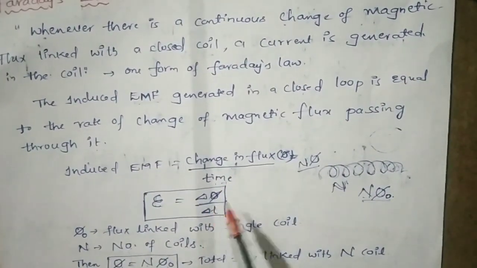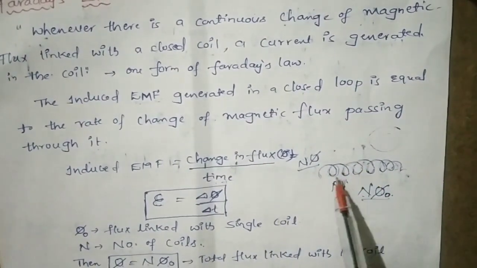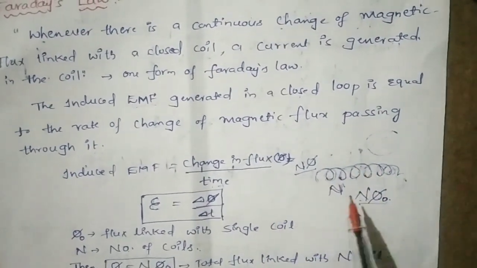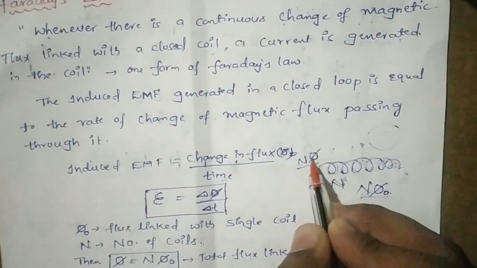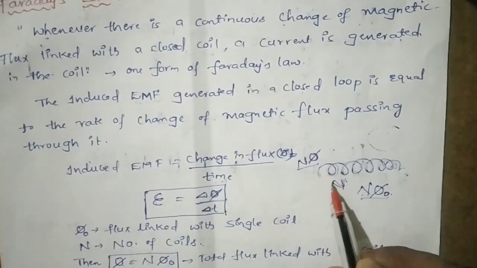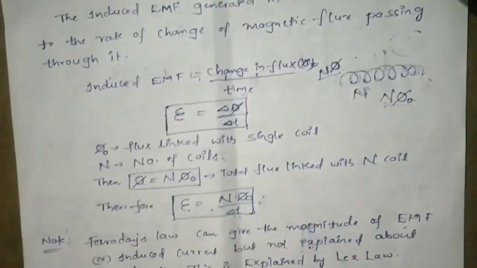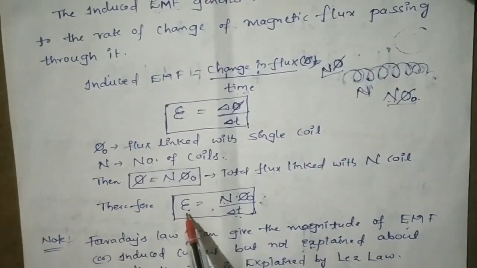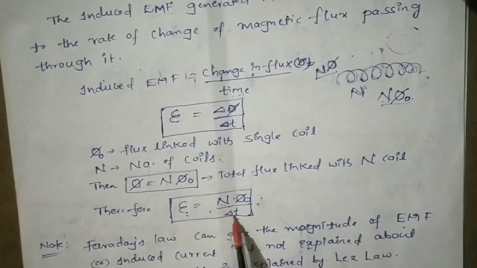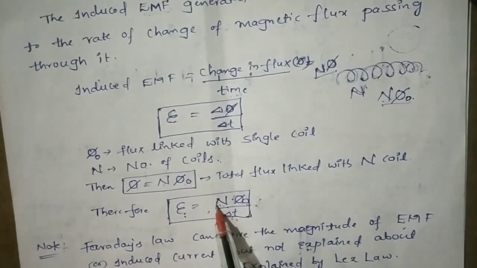Previously we found the flux for only a single coil. Now if you take some n number of coils, in that case, the flux symbol will be phi, as we discussed in the previous class. Each coil has some turns, therefore n into phi will be the total flux linkage of the coil. Finally we get the EMF formula: EMF is equal to n into delta phi by delta t. Phi is the flux of each individual wire, and we have n turns.